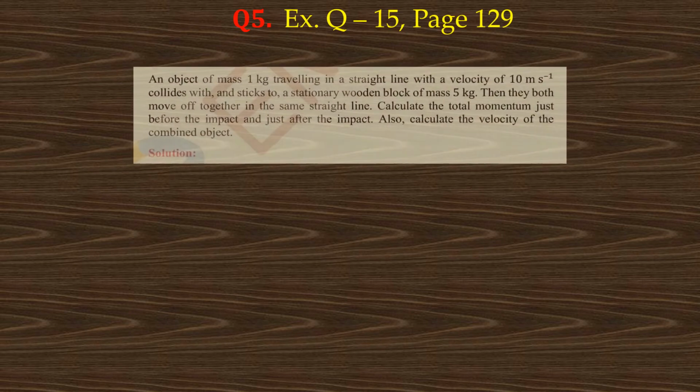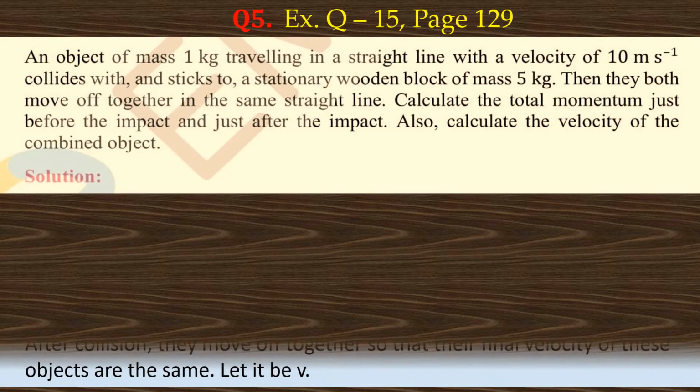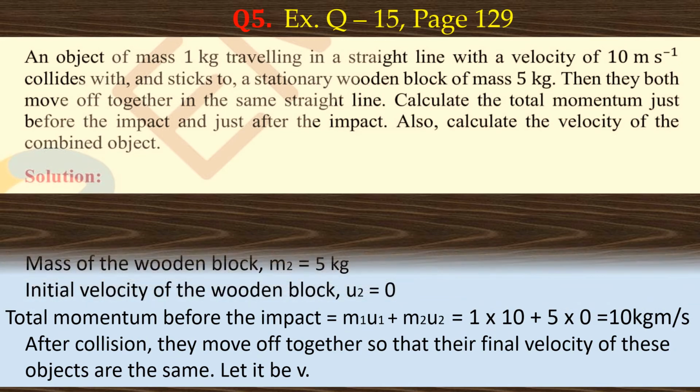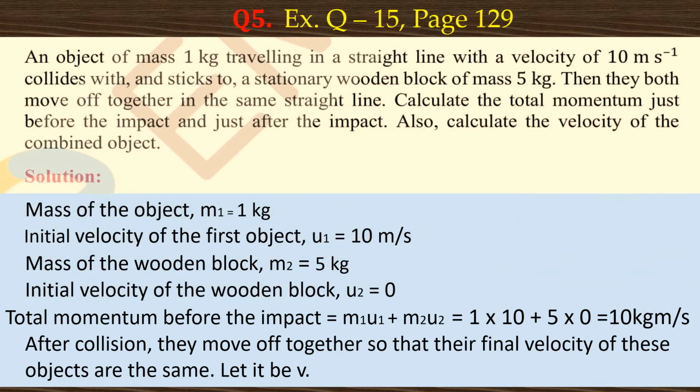Let's see the next question. Exercise question number 15. An object of mass 1 kg traveling in a straight line with a velocity of 10 meter per second collides with and sticks to a stationary wooden block of mass 5 kg. Then they both move off together in the same straight line. Calculate the total momentum just before the impact and just after the impact. Also calculate the velocity of the combined object.